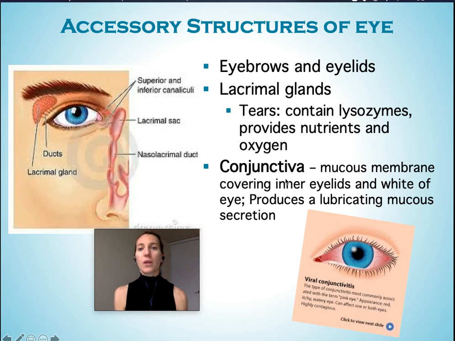Conjunctiva. So conjunctiva refers to the white mucous membrane that's going to cover your eyelids, the white part of the eye and the eyelids, and this produces a lubricating mucus. And conjunctivitis, pink eye, is when the whites of your eye and that structure becomes infected.